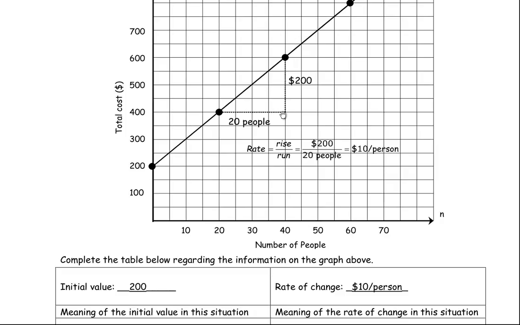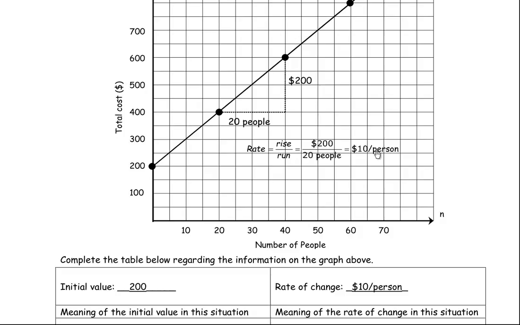And across the bottom here, this is the run. So this is 20 people. Over here, this would be 40 people. So that's a change of 20 people. That's the run. So we're dividing $200 by 20 people or 20 persons. 200 divided by 20 is 10. So the rate is $10 per person.